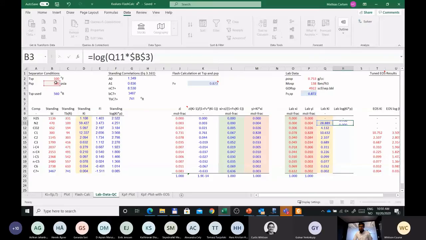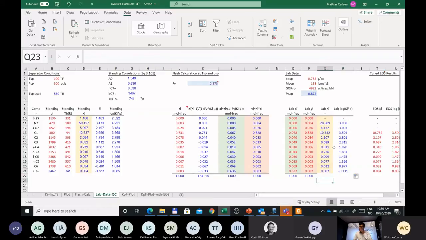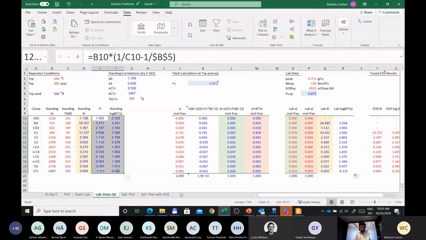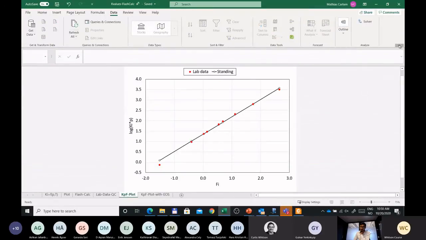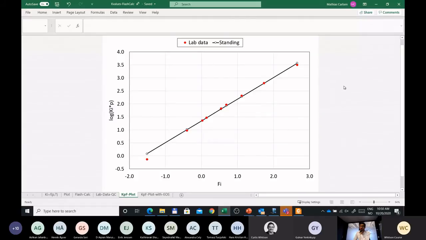Should be logged here. Yeah, and so we just drag this down, and then we have already plotted this standing log of KIP versus FI here. We have already plotted this, and now we are going to plot the lab reported log of KIP over the same FI values. So that's how it looks if we plot the lab data. And you can see it's very consistent with the standing correlation, except for this heavier fraction. That's the C7 plus, which is off because of the reasons I discussed earlier.